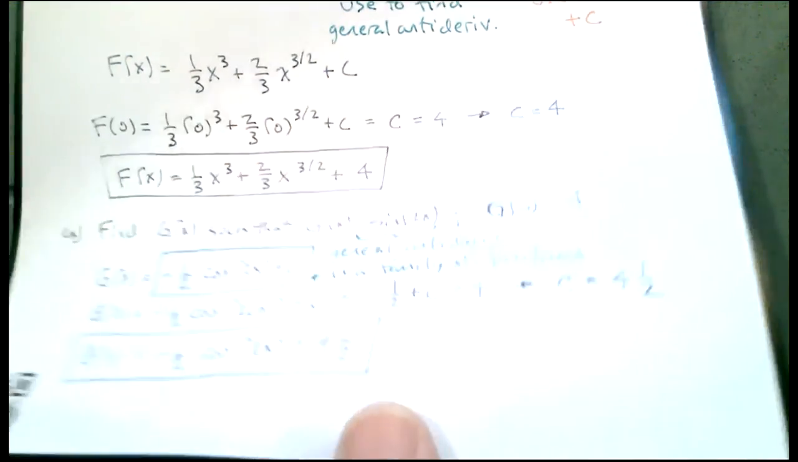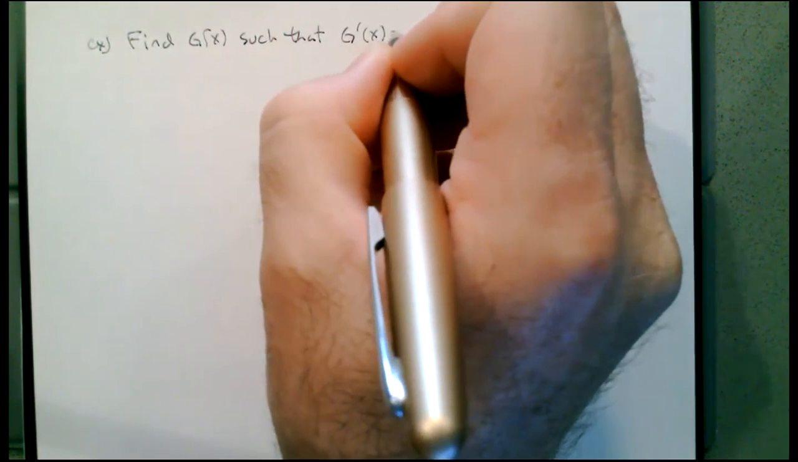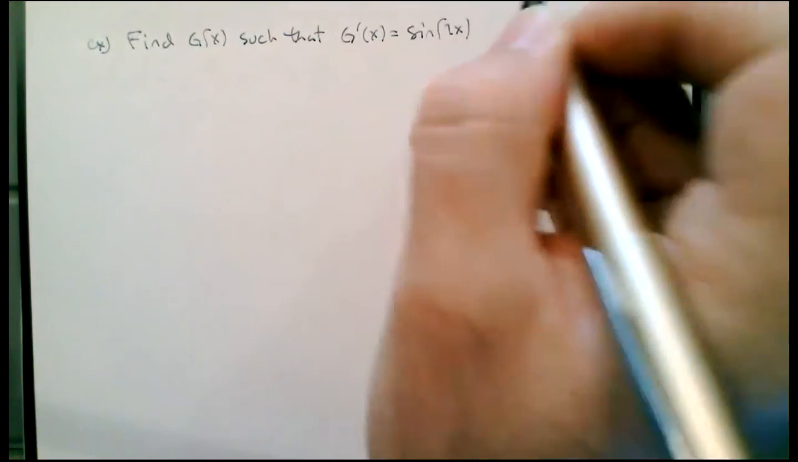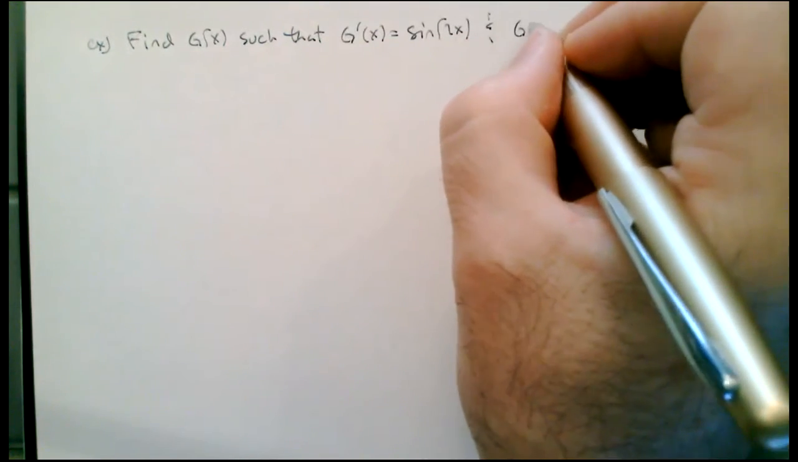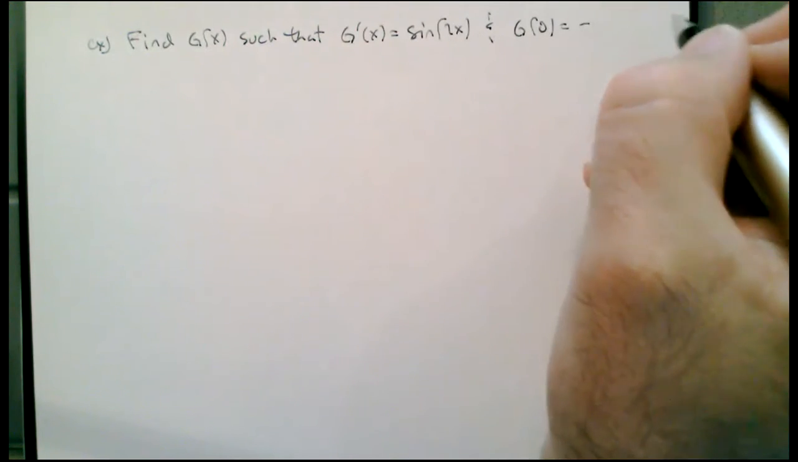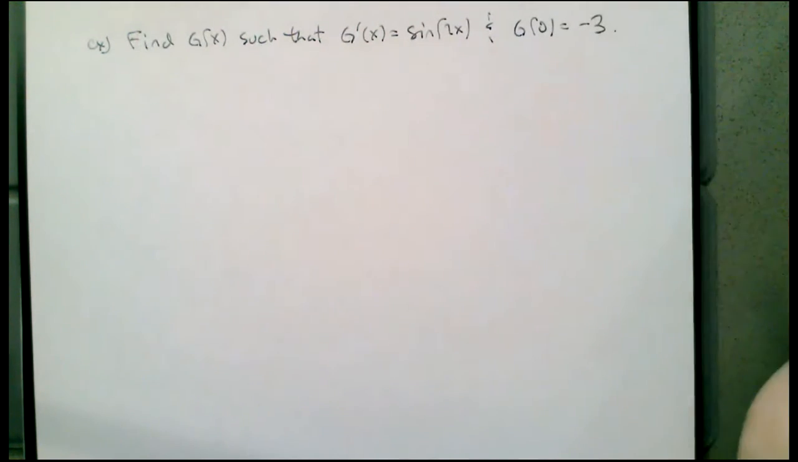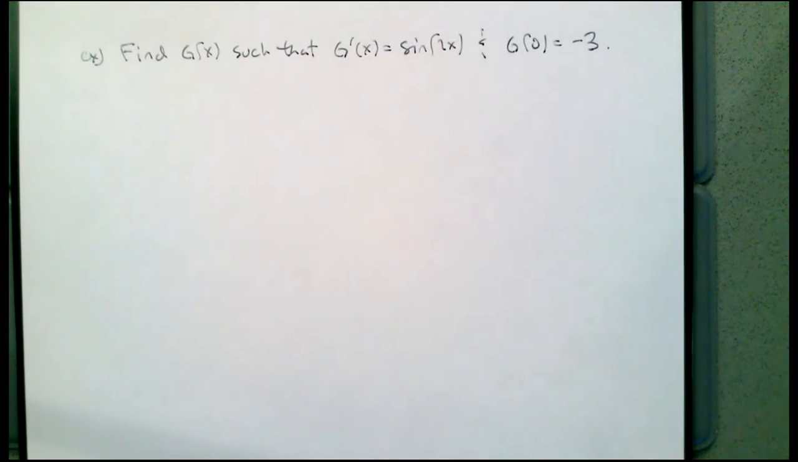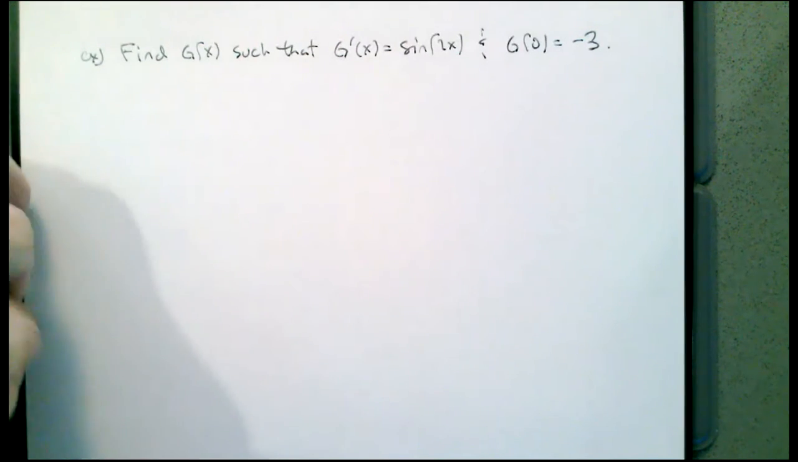So if, for example, we could find another g of x where g prime of x is still sine of 2x, but this time g of 0 is equal to -3. So we're going to have the same general antiderivative. So this g will be in the same family of functions, but we'll have a different constant term.